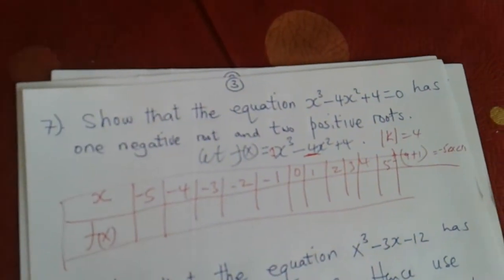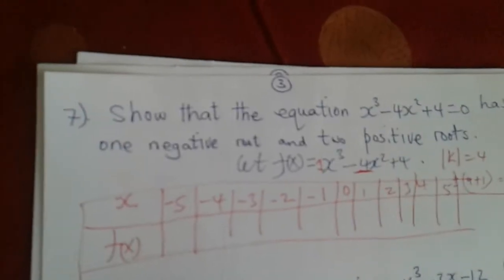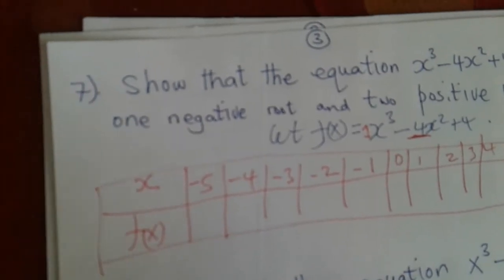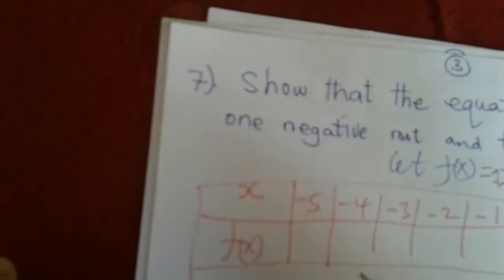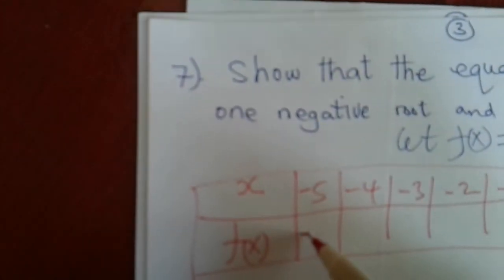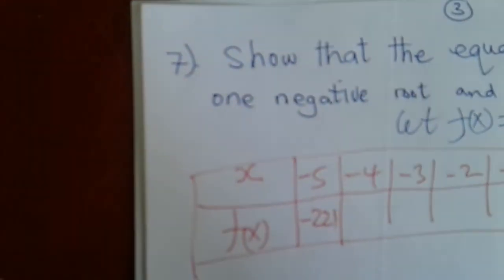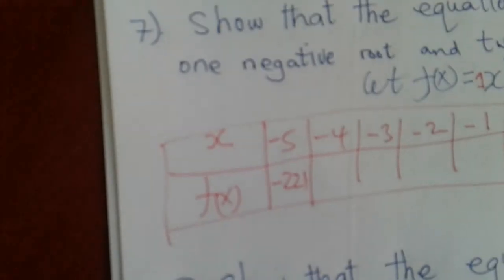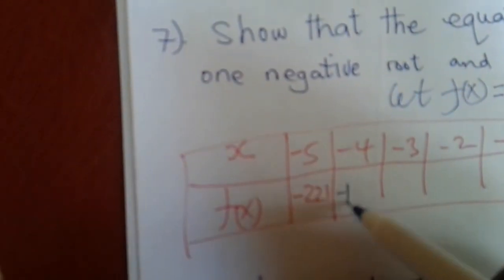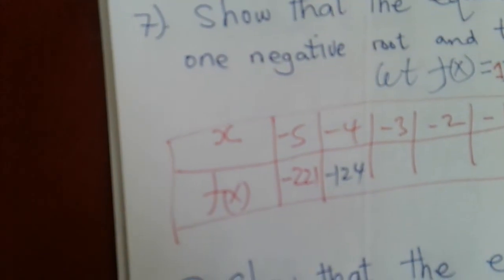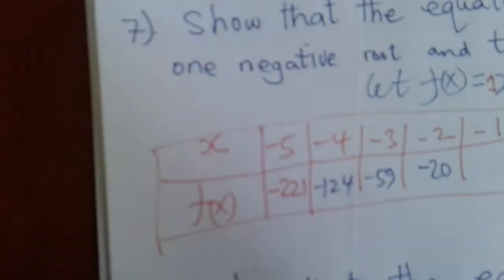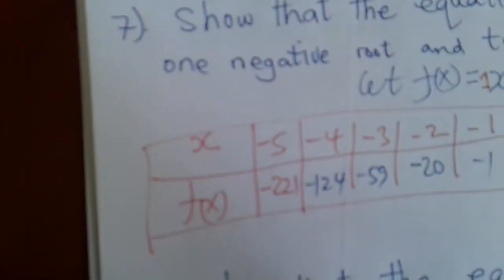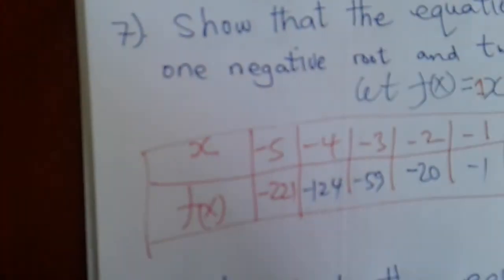Enclose your table. Put the equation in your calculator such that it gives you values. At negative 5 we shall get negative 221. At negative 4 we shall get negative 124. At negative 3, negative 59. At negative 2, negative 20. At negative 1, negative 1. At 0 we shall have 4.